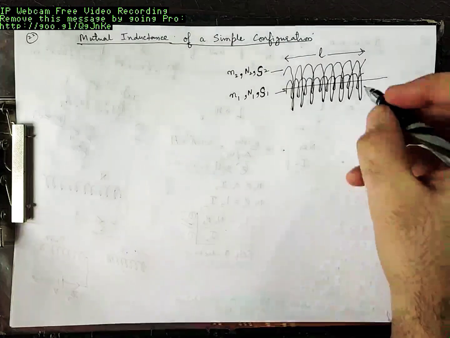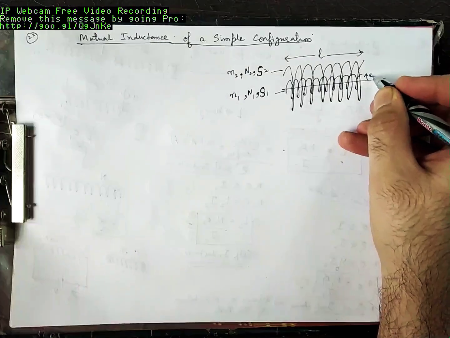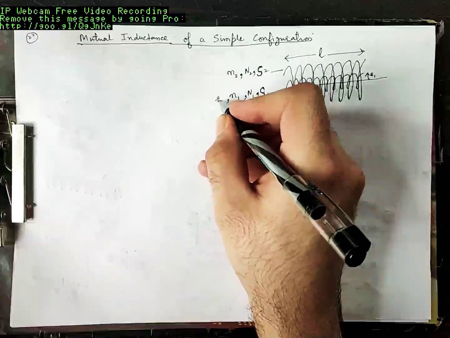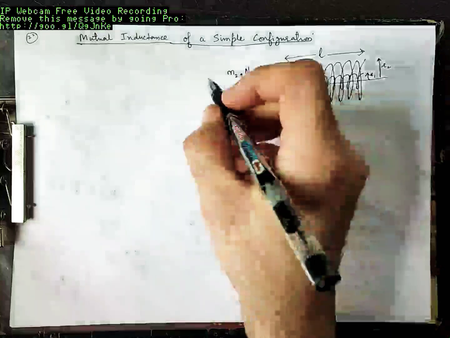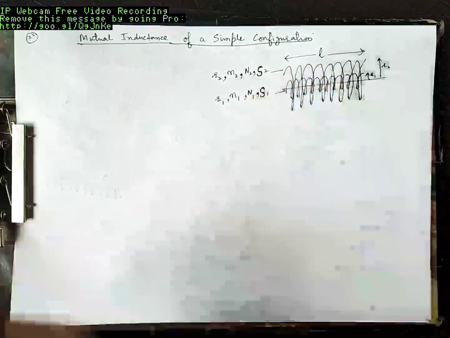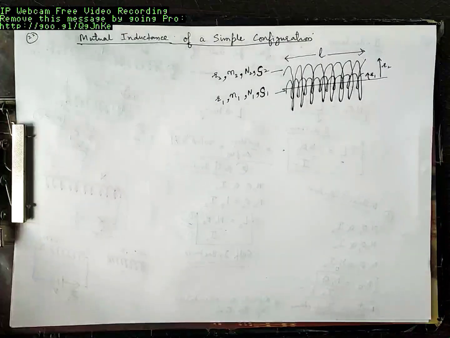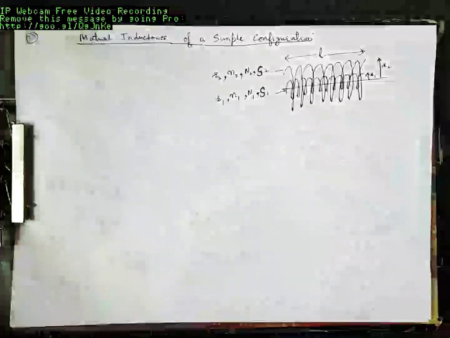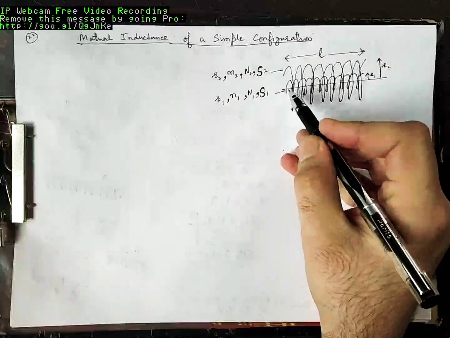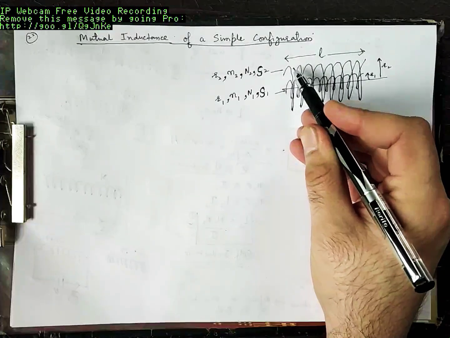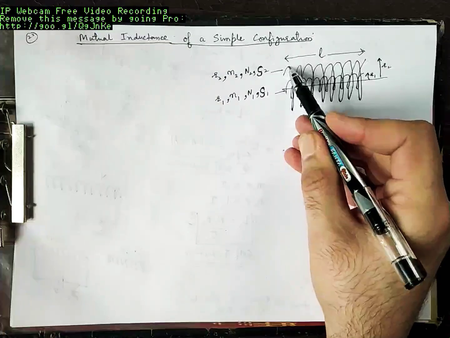Also, let R1 be the radius of solenoid S1 and R2 be the radius of solenoid S2. Fine. What we want to calculate here is the mutual inductance of solenoid 1 with respect to solenoid 2. Similarly, we want to calculate the mutual inductance of solenoid 2 with respect to solenoid 1.